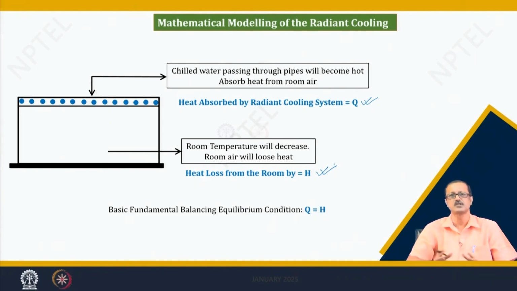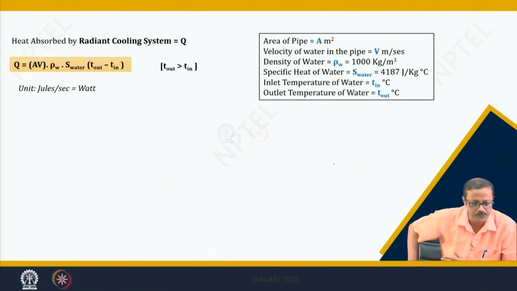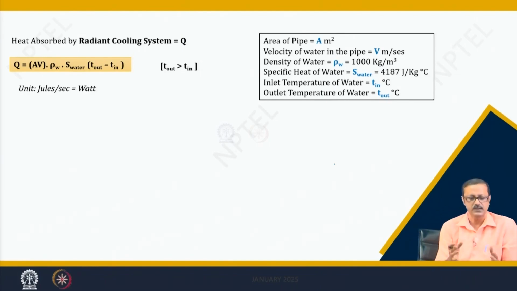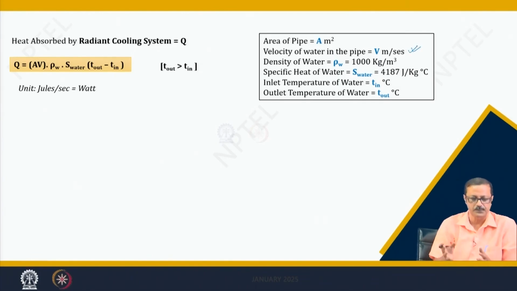This heat balance must be equal. So, let us see how to compute this Q and how to compute this H. Q can be computed as A into V. What is A? A is the cross-sectional area of the pipe, and V is the flow velocity of the water passing through this particular chilled water pipe.